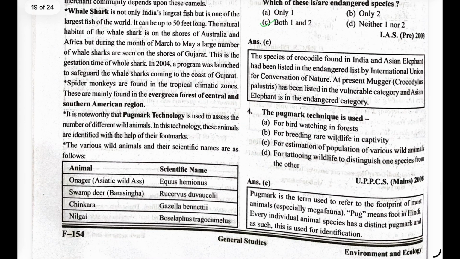The pug mark technique is used in which of these: bird watching in forest? No, there is no footprint or pug mark of birds. Pug marks means footprints, so you cannot see footprints of birds. Breeding rare wildlife in captivity? No. For estimation of the population of various wild animals? Yes, you can see the footmarks of wild animals in forests. So see the correct answer. For rotating wildlife to distinguish one species from another? No.